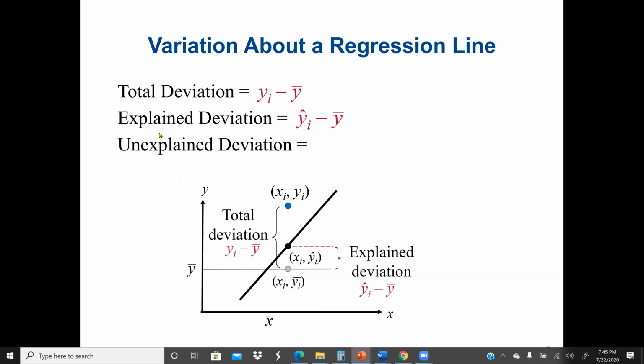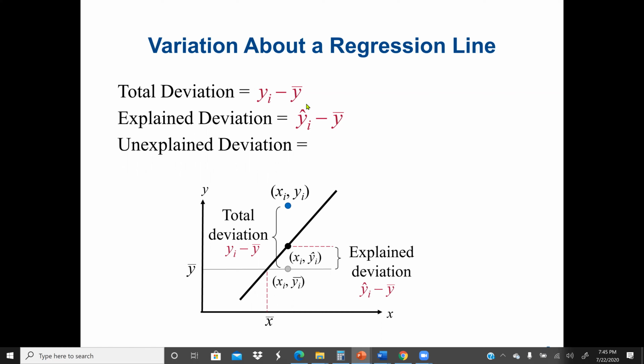Now, to find the explained deviation, you are going to find the difference of each predicted Y value and the mean. The mean value is the same. We are going to subtract the mean from each of the predicted values. So if we have 10 values, then we may have 10 predicted Y values. We subtract the mean of the Y values from each of the predicted Y values, and that gives us the explained deviation. Total deviation again is subtracting the mean from each actual Y value.